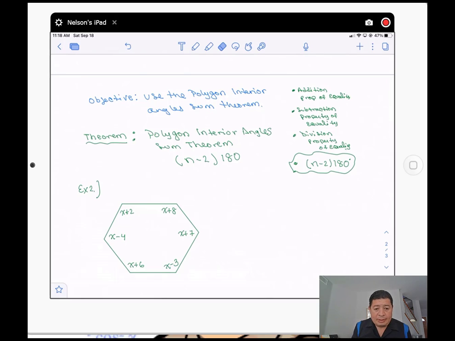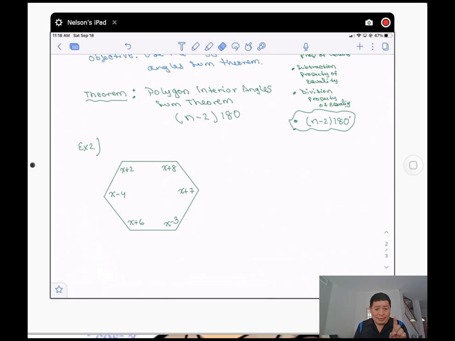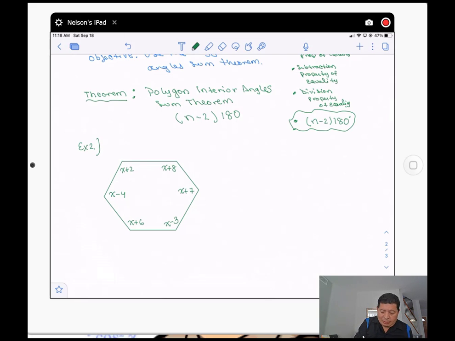Welcome back. This over here is example number 2. And what we are trying to determine is first, how to use the interior angle sum theorem, and then second, how to solve for each individual angle. The first thing that I need to take into consideration is the polygon. How many sides does the polygon have? Well, for this scenario, my polygon has 6 sides.